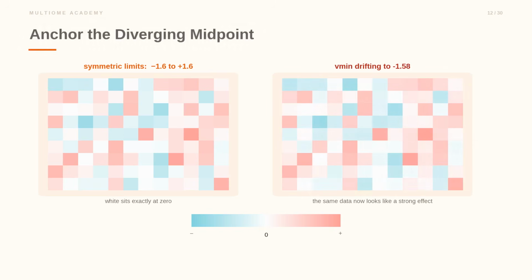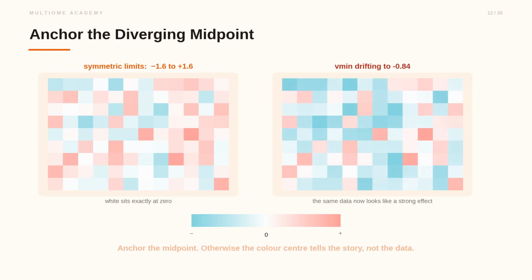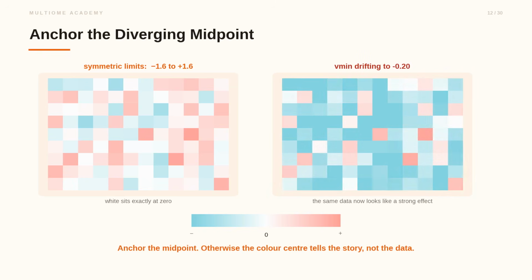For log fold change, use a diverging map and anchor the neutral color exactly at 0. Set the limits symmetrically so the same magnitude of increase and decrease receives the same intensity. Watch what happens as the lower limit drifts. Nothing about the underlying data has changed at all.